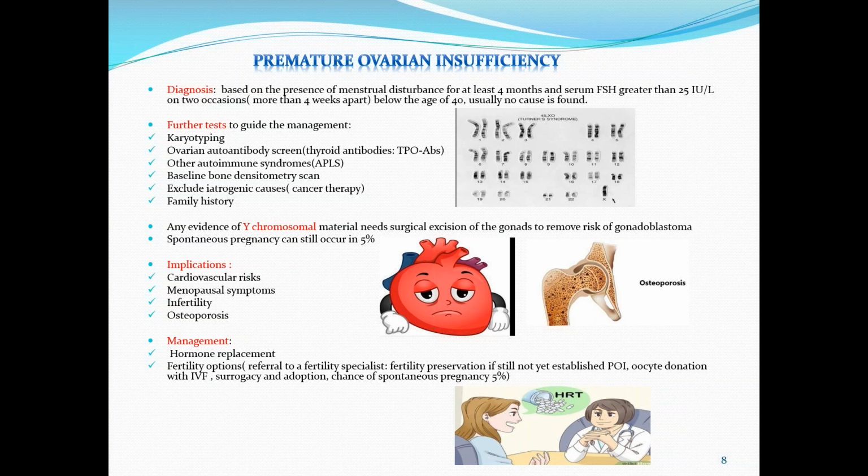You can also counsel that we can do fertility preservation if premature ovarian insufficiency is not yet established, or egg donation with IVF. Surrogacy sometimes could be an option, especially if the patient is, for example, a case of Turner syndrome with an infantile uterus, so pregnancy may not be an option for her, or if she has a medical condition like severe cardiac impairment, which makes pregnancy risky for her. So surrogacy can still be an option. And as with any infertile couple, we need to counsel about adoption.